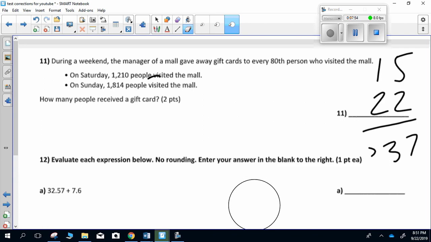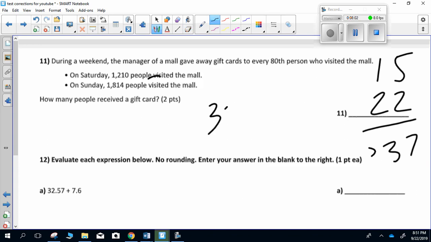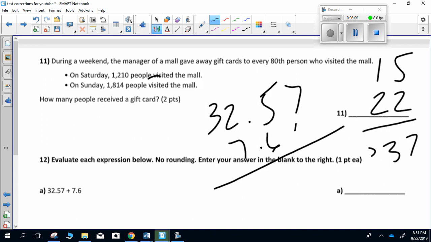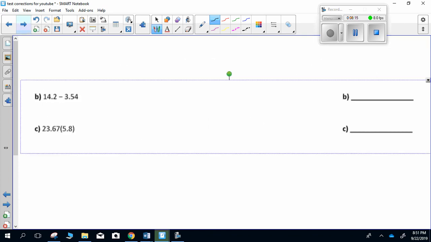All right. The next question is just adding decimals. Remember, when you add decimals, you have to line up your decimal points. So we have 32, 57, 7 and 6/10. You can annex a 0 if you want. No need to if you don't want to. So decimal points straight down, 4017.